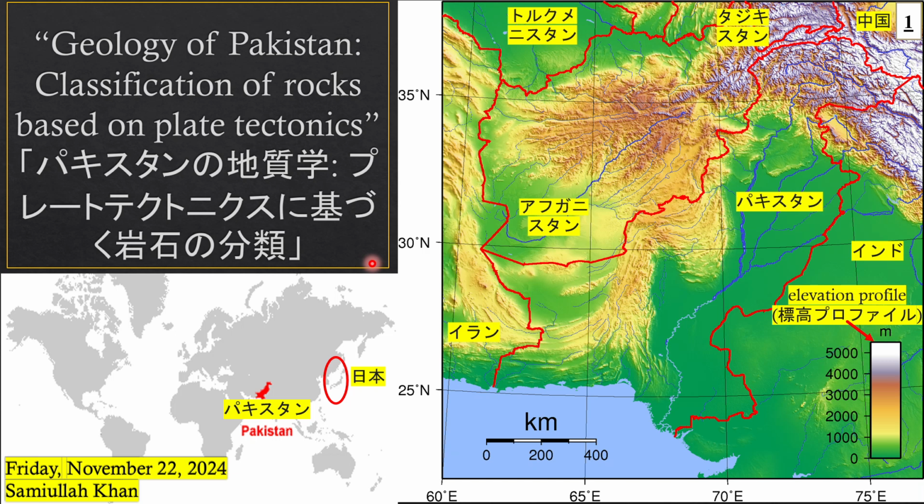Firstly, I will give the presentation on the geology of Pakistan and its rock classification, and then we move to sedimentary basins. In the sedimentary basins, we look at the tectonism, and then go deeper into the sedimentary rocks. For every age of sedimentary rock, we study the environment of deposition and its tectonic relationship. So, geology of Pakistan: classification of rocks based on plate tectonics.